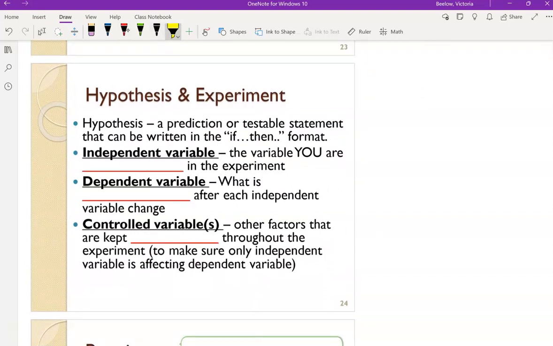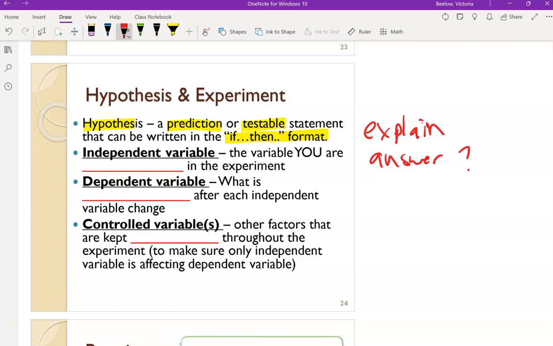So a hypothesis is a prediction that is testable. Most of the time you'll see it written in that if-then format. So if I do this, then this will happen. It doesn't have to be in that format, but it usually is. And basically we're trying to explain something, okay? We're trying to answer that question that we came up with. Now we're like, okay, we have this question. Okay, now how am I going to answer that question? And then we're going to test it to see if our hypothesis is supported or not.